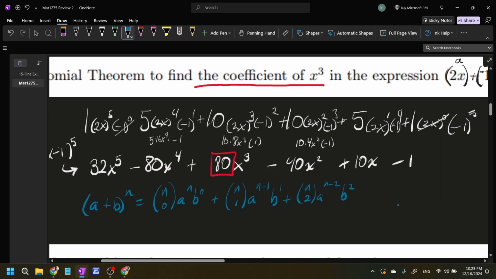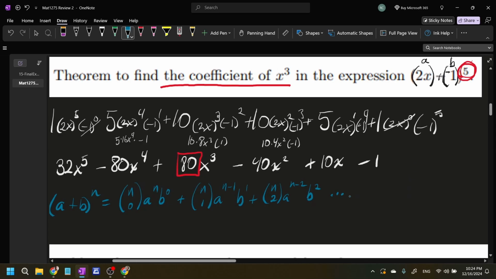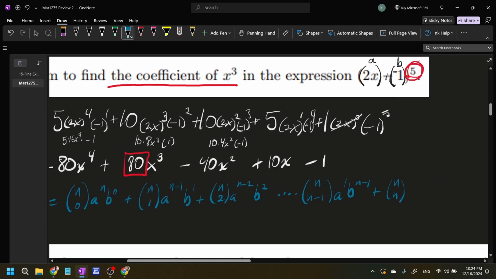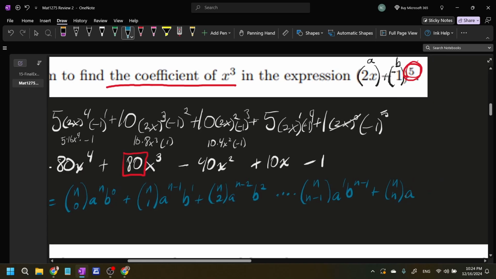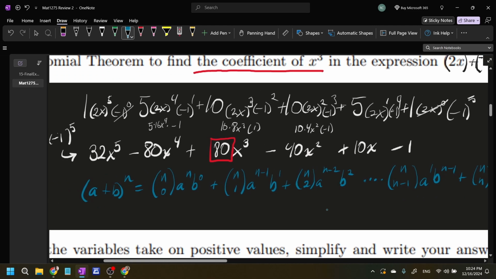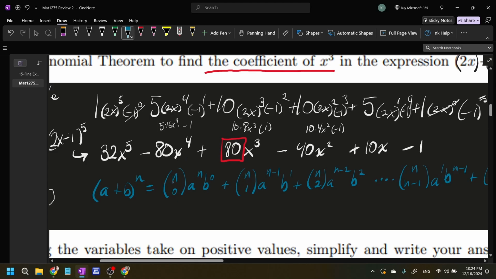And then this pattern continues up until we get to our last terms. n choose n minus 1, a to the 1, b to the n minus 1. Lastly, n choose n, which is going to be multiplied by a to the 0 power, b to the n power. Okay, so this syntax here, where we have n over some number, in your calculator, you can find this.